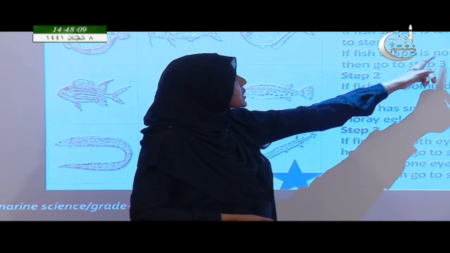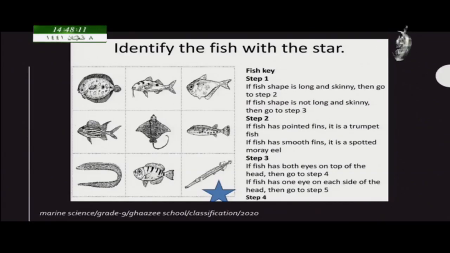If the fish shape is not long and skinny, then go to 3. It means other than these 2 fishes, all the other fishes need to go to 3, but these 2 fishes having a long and skinny body should go to 2. So now we are taking these 2 fishes to number 2.